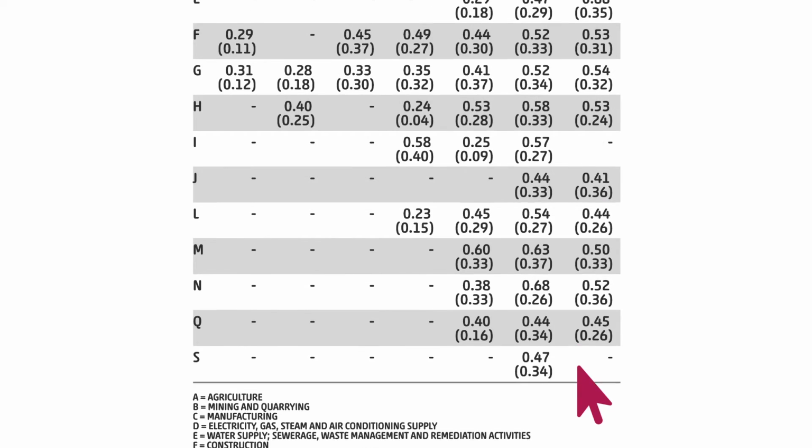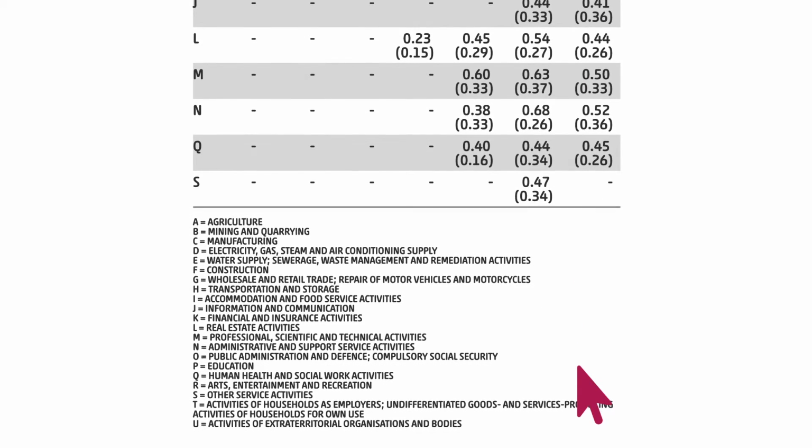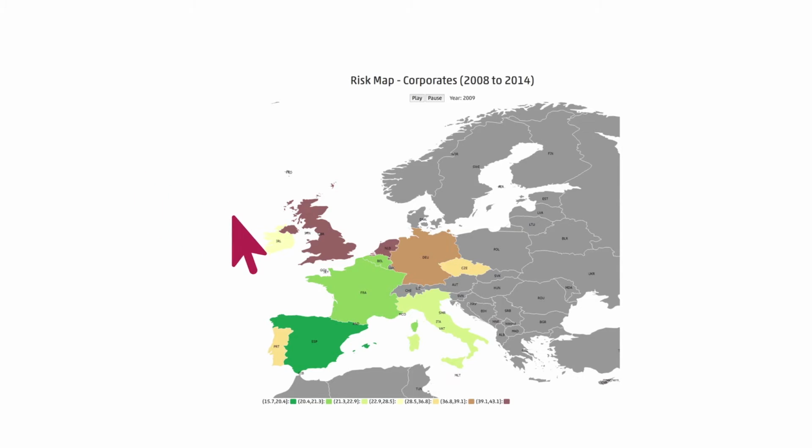Risk scores by sector and year are reported in the table. The animated risk map is also available for non-financial corporates. You can see the risk movie for all the countries based on the mean values of the risk scores in each country for all corporates.